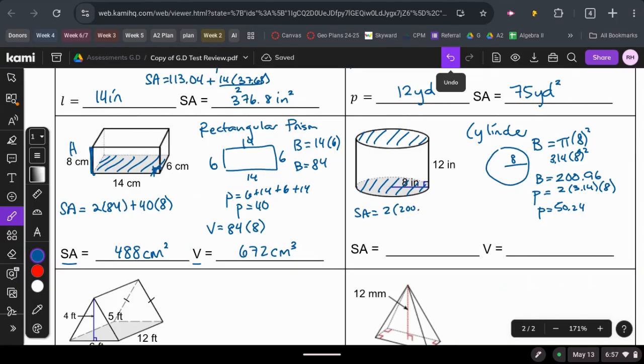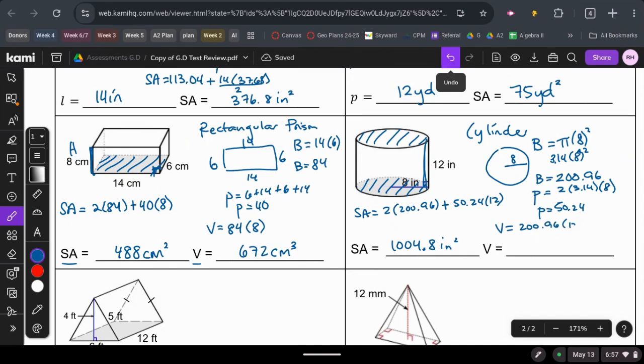Now the surface area is 2 times the area of the base because we've got 2 of them. So 200.96 plus the perimeter, 50.24. And the distance between my two bases, the top and the bottom, is 12. So it's not always the top and the bottom. We're going to see an example of that next. So when we multiply this all out, we get 1004.8 inches squared.